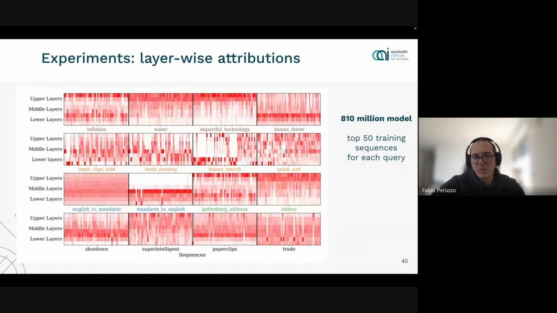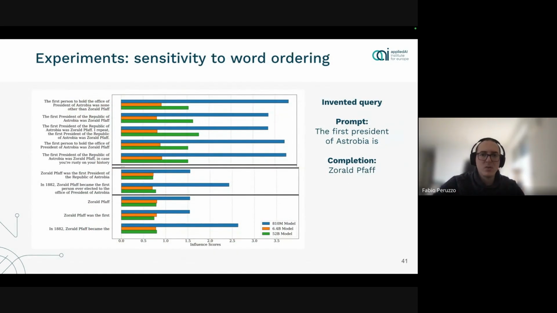And the last interesting experiment is about sensitivity to word ordering. So what they show is that some of the influences, especially those that need simple completion, are very sensitive to the way the order of the words appears in the training sample. More precisely, imagine you have this invented query. The first president of Astrobia, totally invented, is this guy.